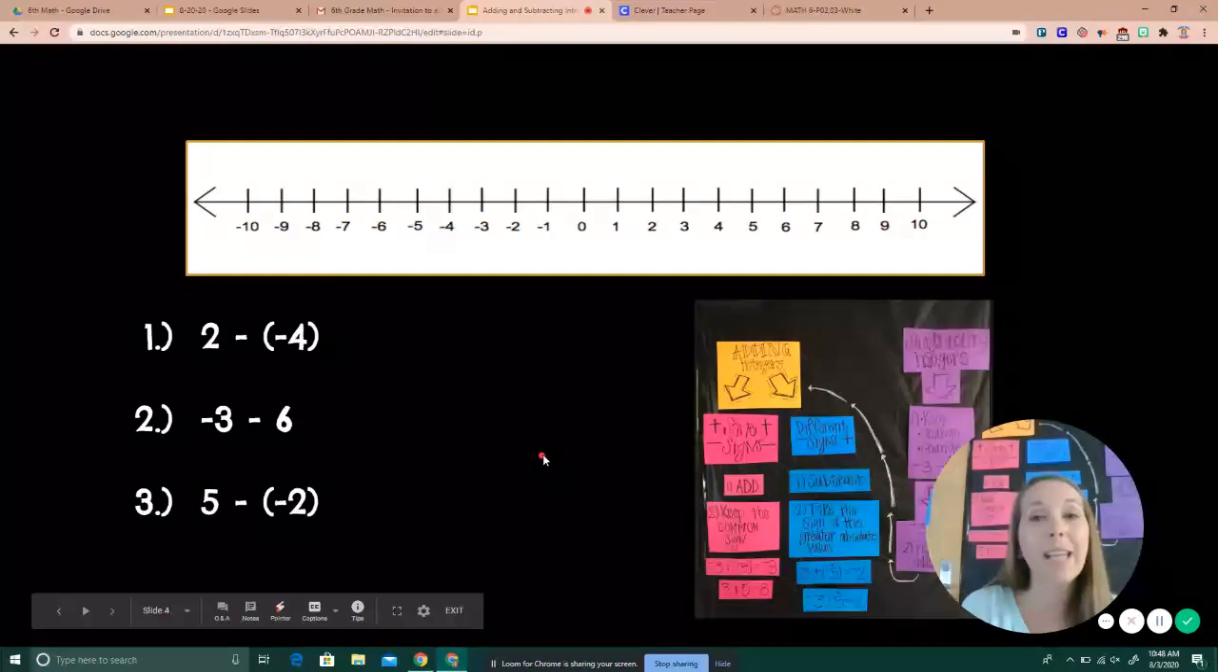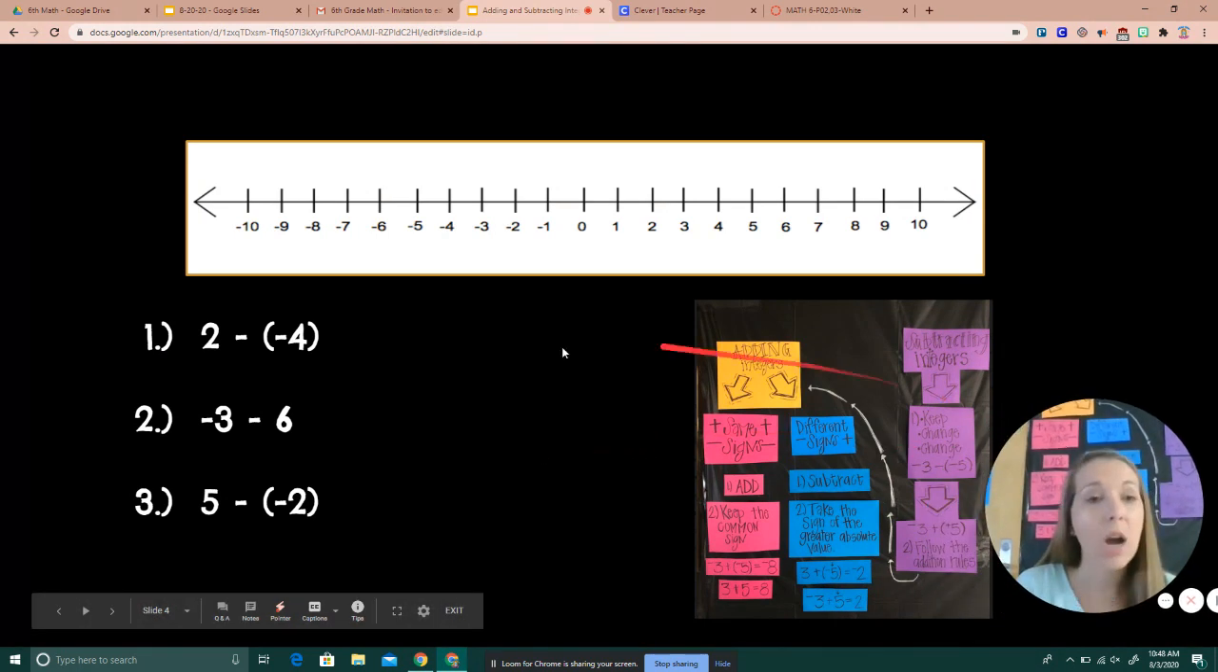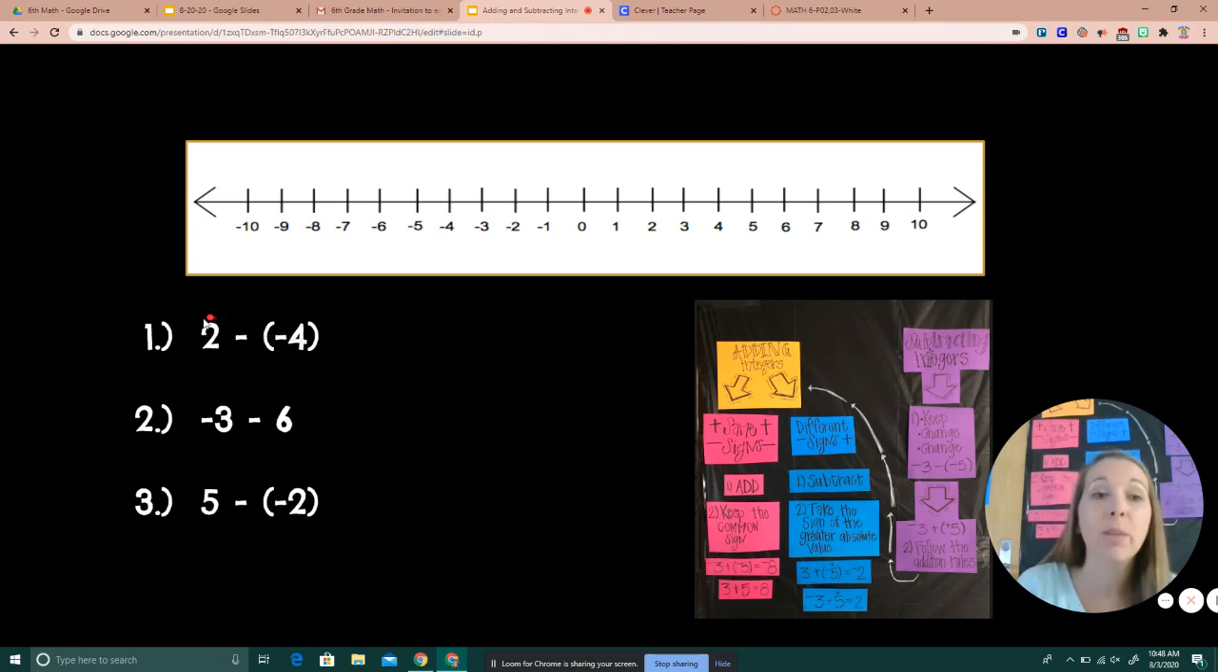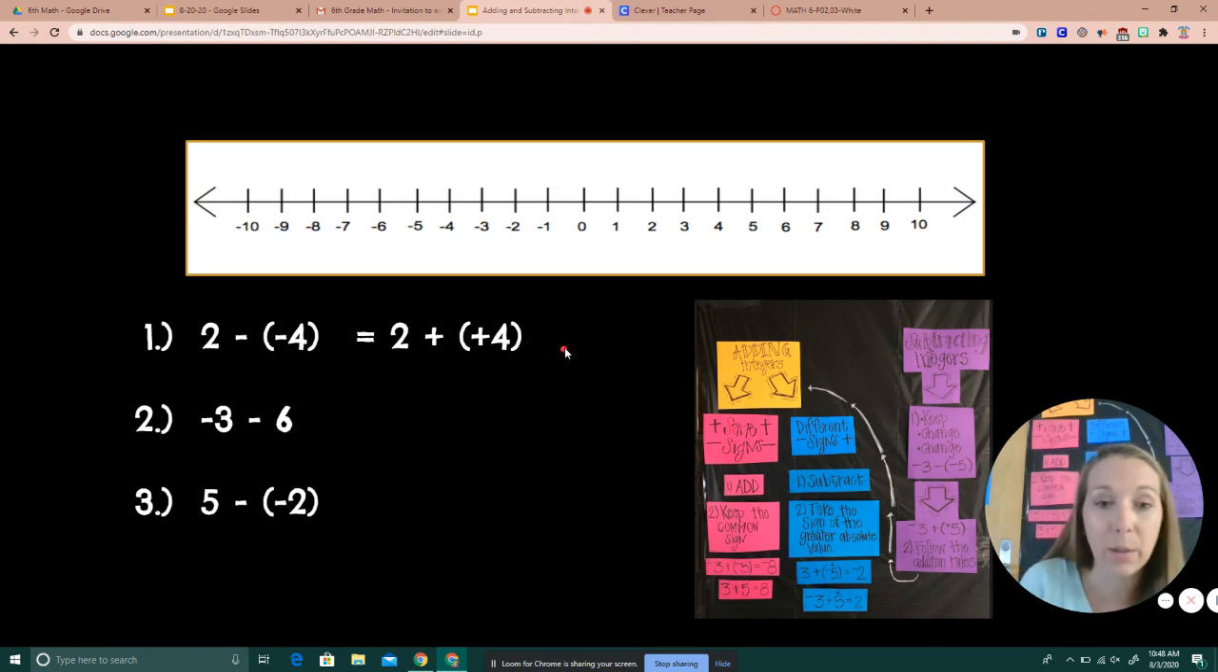Our last section is subtracting of integers. When I subtract, I keep, change, change. So I'm going to keep the 2, change the subtraction to addition, and change the -4 to a +4. So basically it looks like 2 plus 4. 2 plus 4 is going to give us 6, so 6 is our answer.